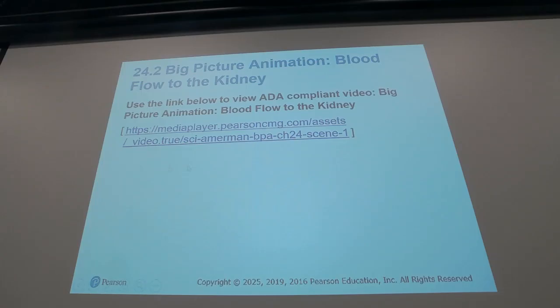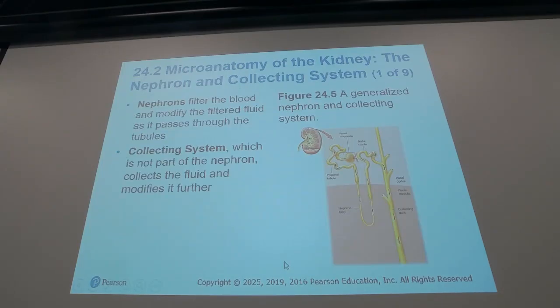There it is. So that's the circulation of the kidney. Now for the microanatomy of the nephrons and the collecting system.